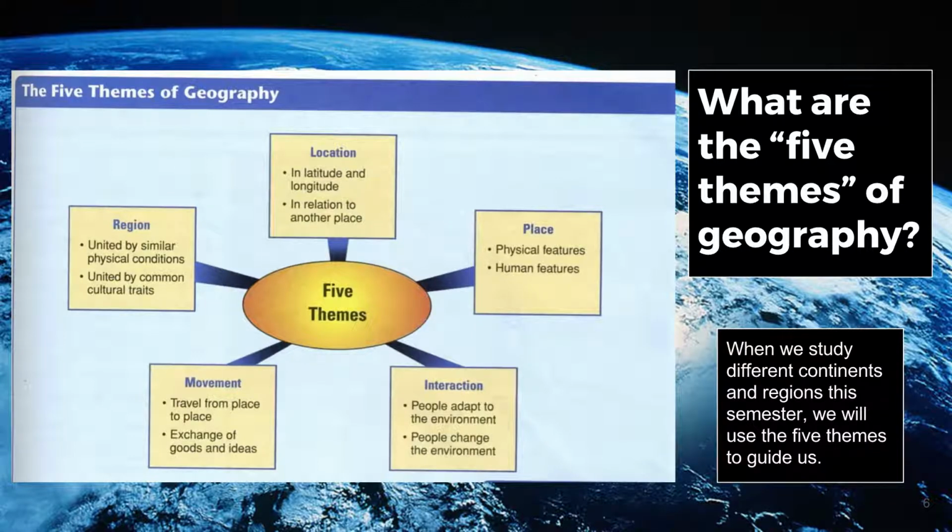The third thing we look at is called region, and a region is basically an area that is united by similar physical conditions or by common cultural traits. So it can be a region based on what the land is like, or it can be a region based upon what the people are like. So for example, a region united by similar physical conditions, the Pacific Northwest is a region of the United States that has mountains and a mild forested climate. That would be a way to describe the Pacific Northwest region.